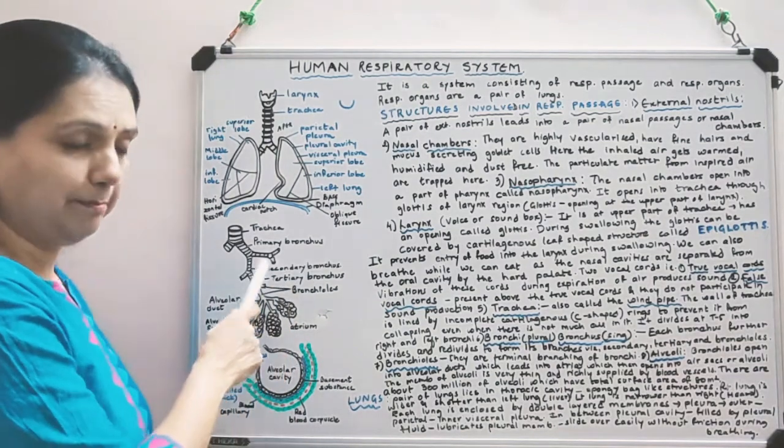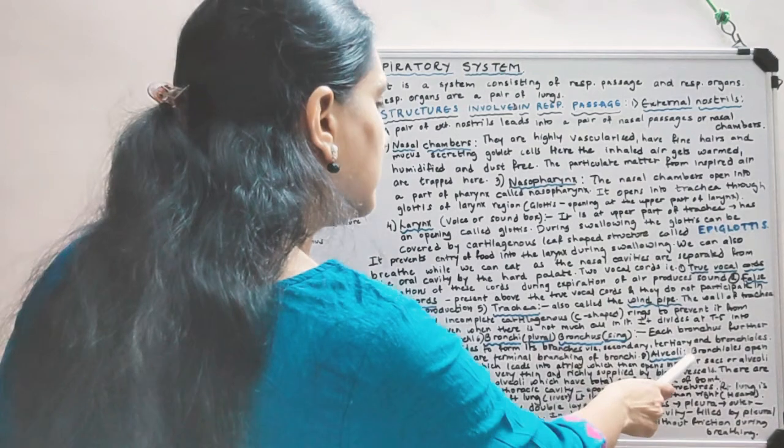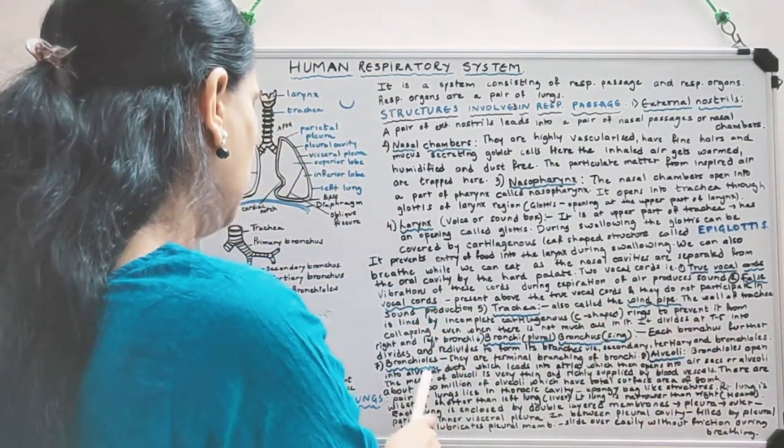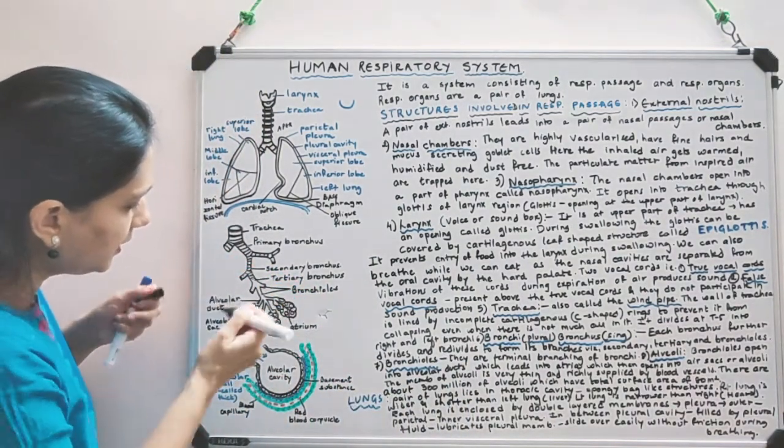attached to them. Now let's read ahead. The next structure is alveoli. Now bronchioles open into alveolar ducts. Now I can show you. See, this is the bronchioles. Now you understand this.